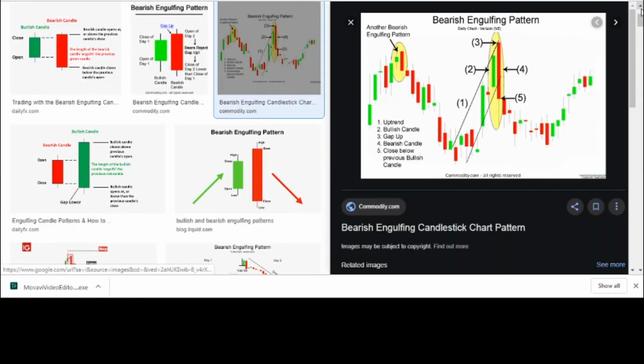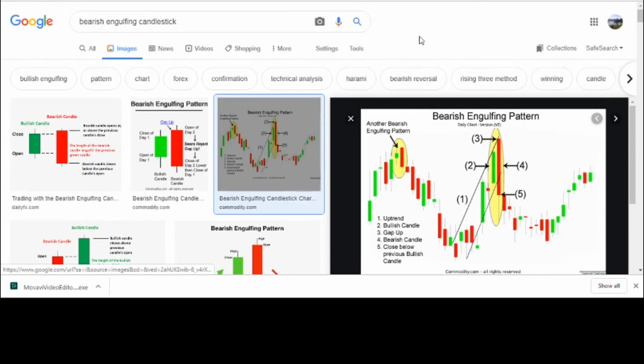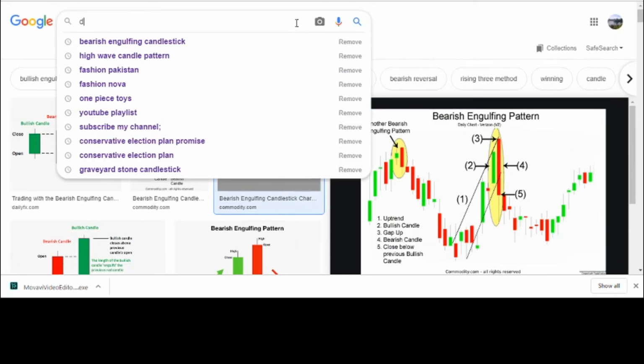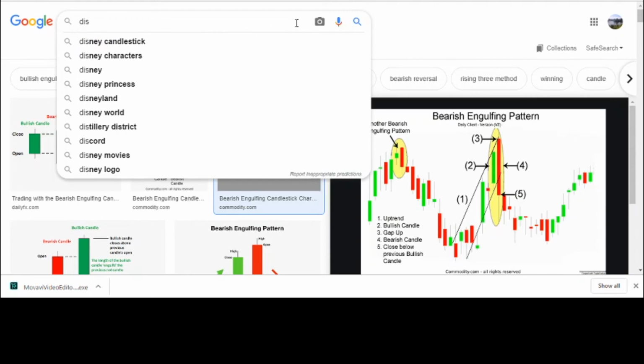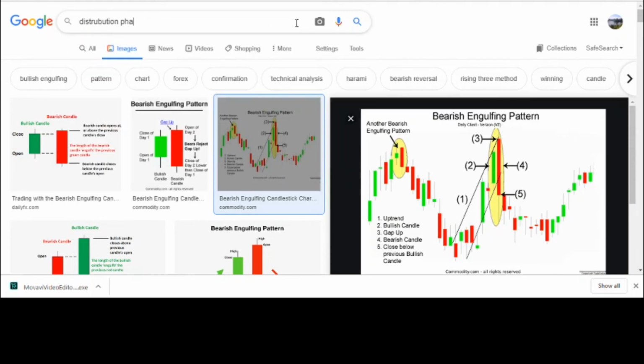If we go and check out what the distribution phase is, I'll just read the definition. Distribution phase, I'm not even sure if Google will have it. Distribution phase of stock market.